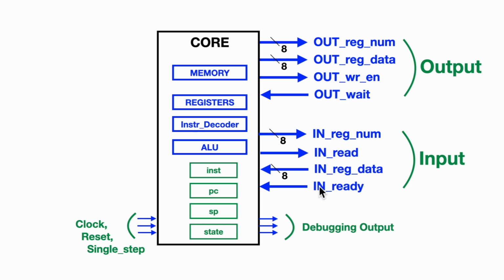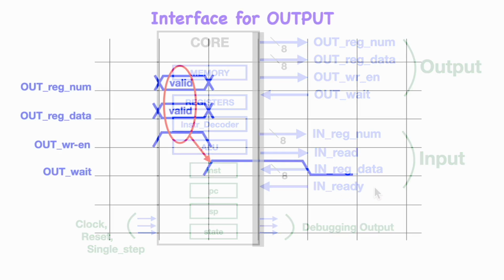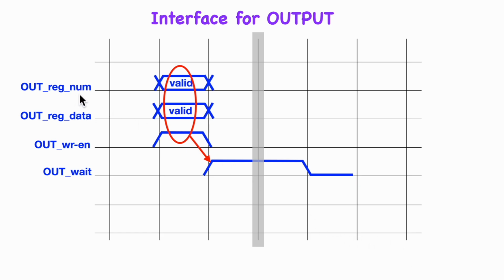For the in instruction, we have these signals. When the core wants to read from a register, it will supply the register number and raise the in read command line, and then at some future time the device will provide the data and raise the in ready line. Now let's take a look at a timing diagram that shows what happens when an out instruction is executed. The core will raise the out write enable signal for 1 clock cycle, and during that clock cycle it will also provide the number of the register that we're writing into, as well as the 8 bits of data that we're writing into that register.